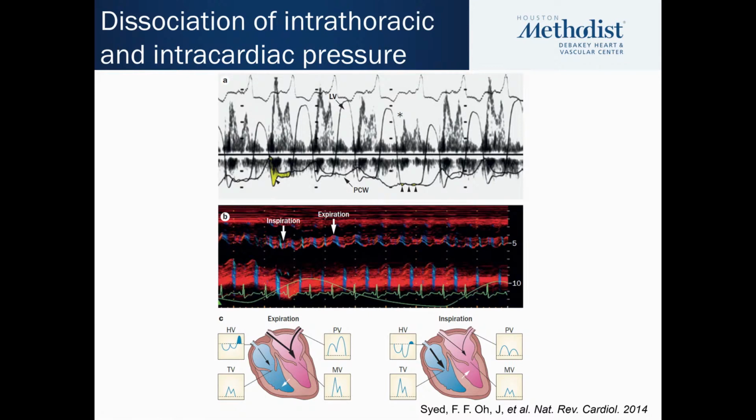The phenomenon that occurs with the dissociation of intrathoracic and intracardiac pressure is not very different in some aspects from pericardial tamponade. Here you see how on inspiration there's no residual gradient between the LV, LA, and the pulmonary veins, versus on expiration you see how you have more filling of the LV and the gradient comes back. And these are the changes you're expected to find as you inspire.